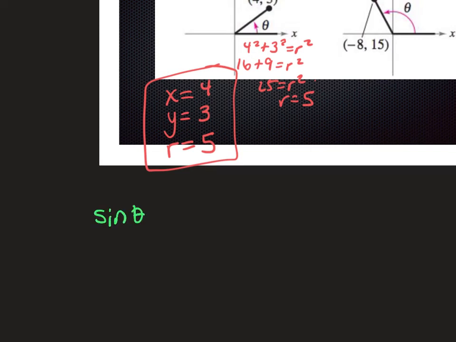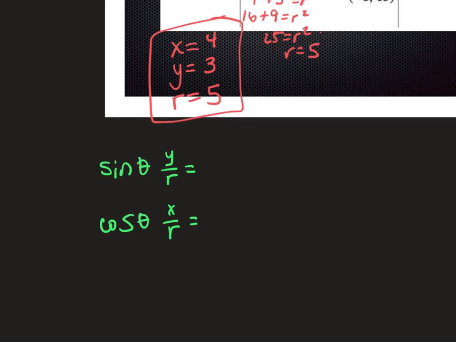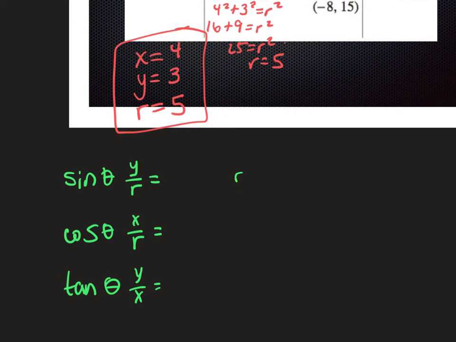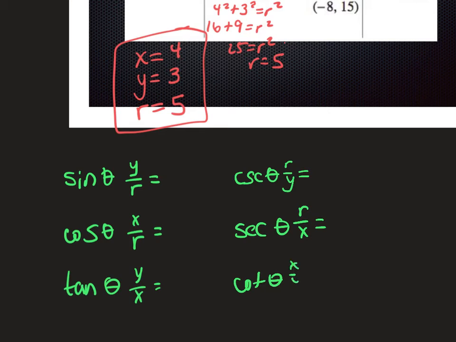Sine of theta is y over r. Cosine theta, x over r. Tangent theta, y over x. So if you had to do this on a WebAssign, this is you showing me your work. Not writing me a note that says, I did it all in my head. I don't give credit for I did it all in my head. Those of you who keep doing that, you keep getting bad grades. Stop doing that. Secant is r over x, just the reciprocal. And cotangent of theta is x over y.